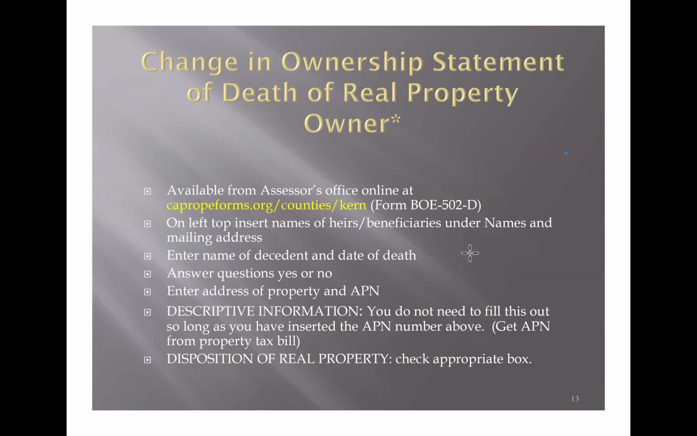At the top, you insert the names of the heirs or beneficiaries who are inheriting the property. And you're just going to pick one who would be the person for the assessor to mail notices to. You enter the name of the decedent, the date of death, you answer the questions yes or no, you enter the address of the property, and the APN, that's the assessor parcel number. And you don't have to fill out any other descriptive information if you have that assessor parcel number. You can find it on your property tax bill.